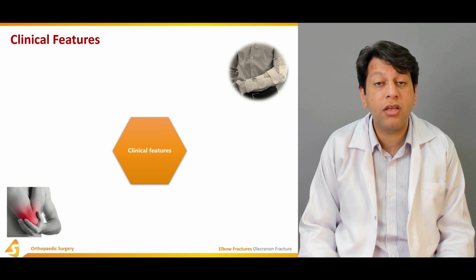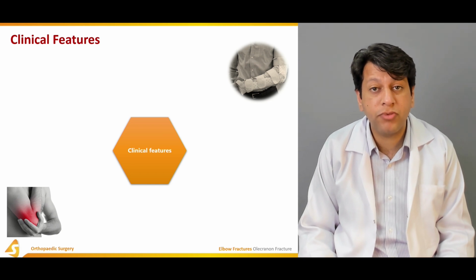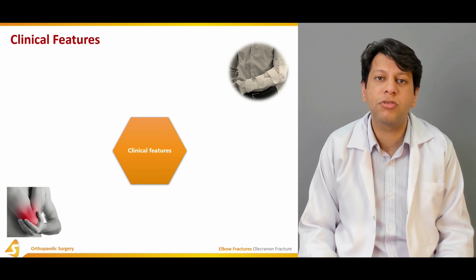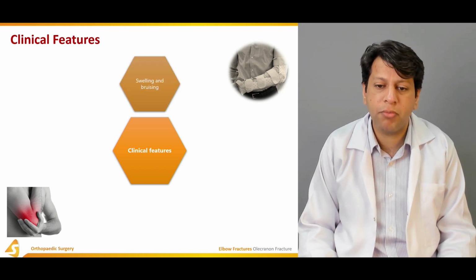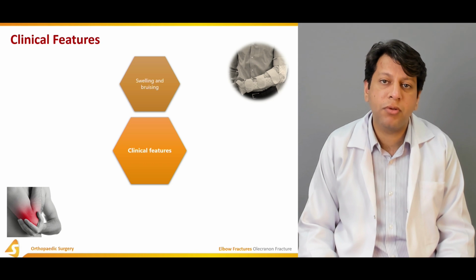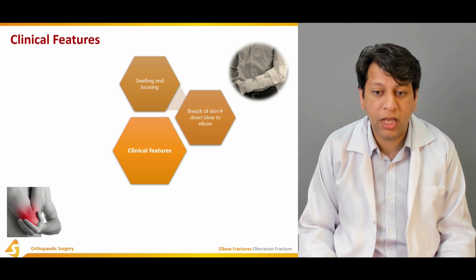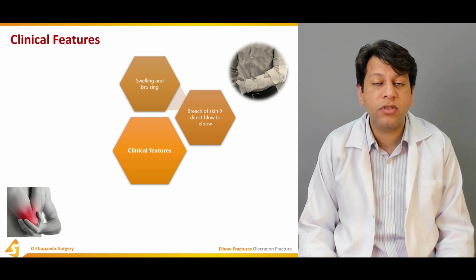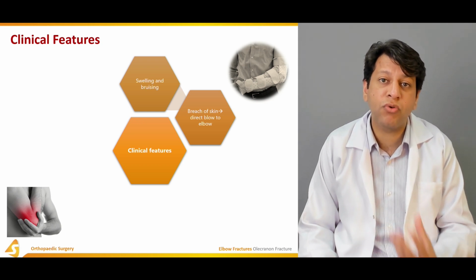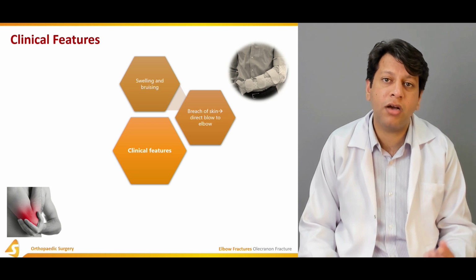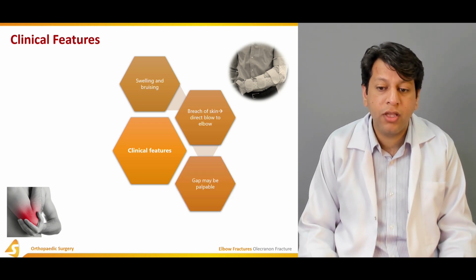Now coming to the clinical features, if the patient comes with an injury to the olecranon and there is an associated olecranon fracture, what would be the clinical signs and symptoms of the patient? First and foremost, there is definitely swelling and bruising around the elbow joint. There may be a breach of skin if there is a direct elbow blow, or there may be bony fragments coming out of the skin as well, an open fracture.